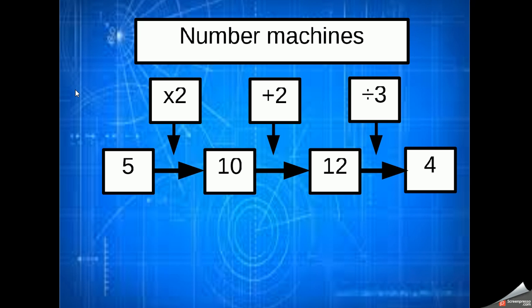So this is how a number machine would look. Our input is 5. We times that number by 2 to get 10. We add 2 to get 12. And we divide by 3 to get 4. But the point is with this, we could put any number in at the start.